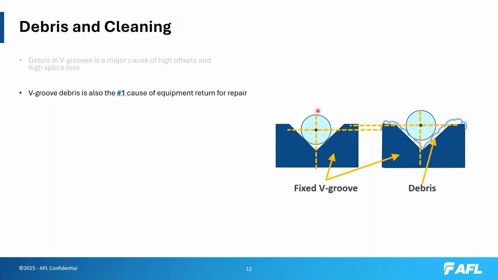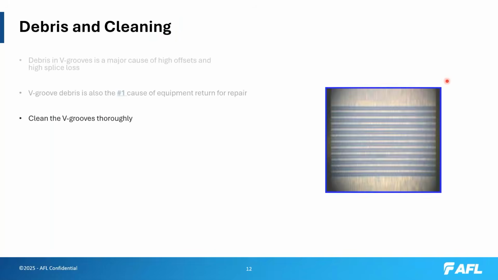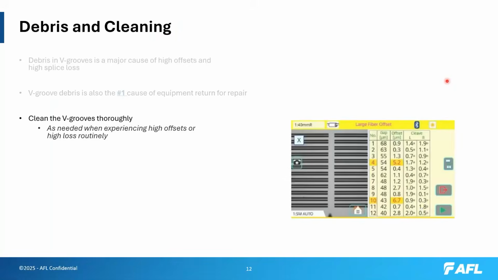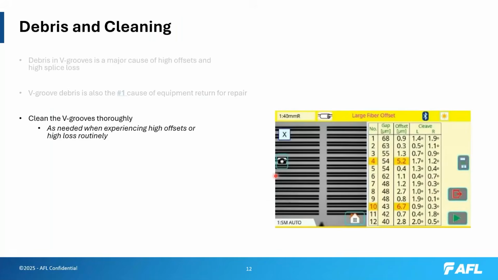With a fixed V groove system, it's absolutely critical that you do this. And if you do have debris present, you're just going to have axle offset readings, a lot of problems associated with the physical alignment of those fibers in those V grooves. This is what a clean V groove would look like. And then if you don't have a clean V groove, this is what you experience in your fusion splicer.